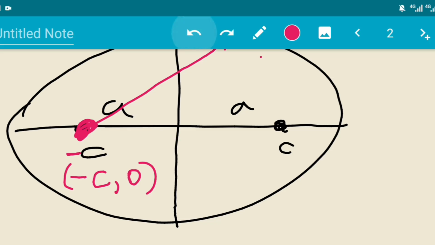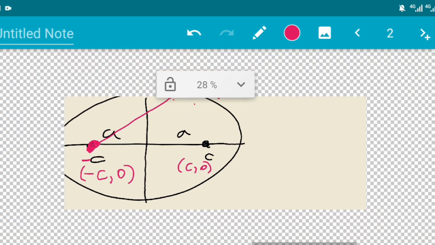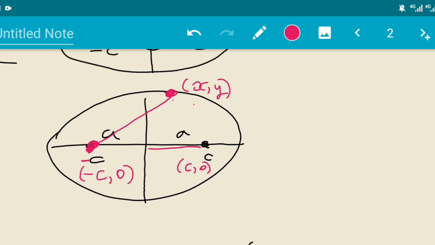Then the coordinates for this one right here would be c, comma, 0, because it is moving some point c in the x-axis and then 0 in the y, since it's not moving up or down. So let us write down our distance equations.